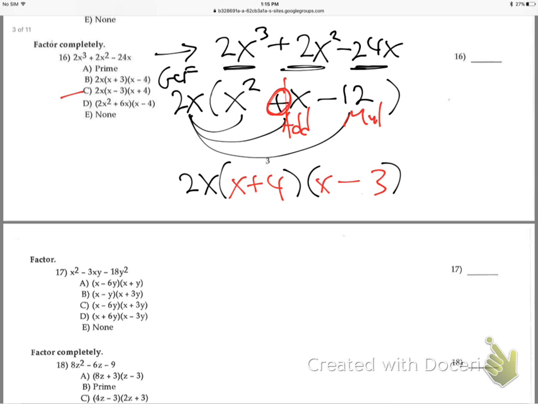Is it C? Yeah, they just have it in the opposite order that I do, but that's the same answer. It's C. Good? On that? Keep going.